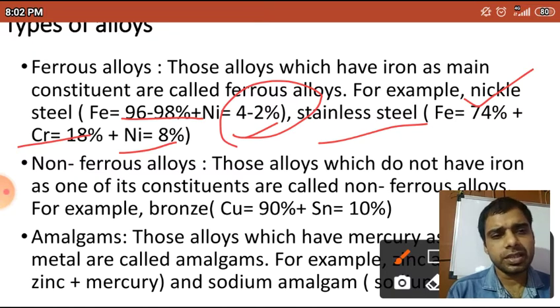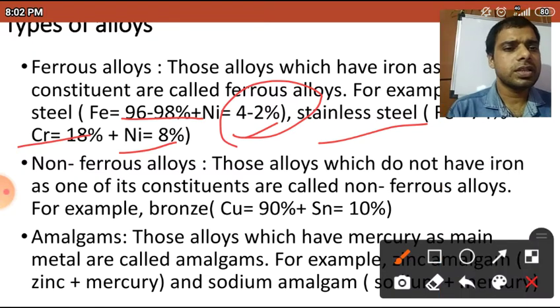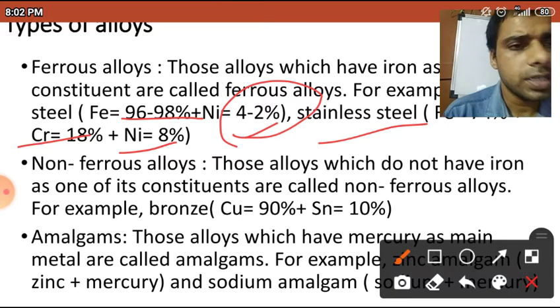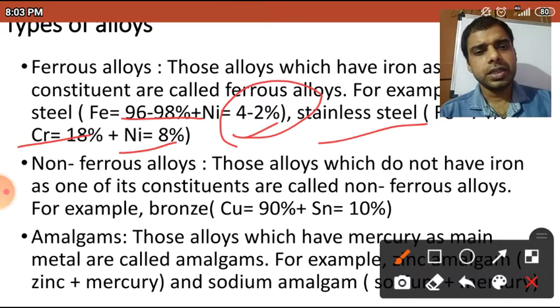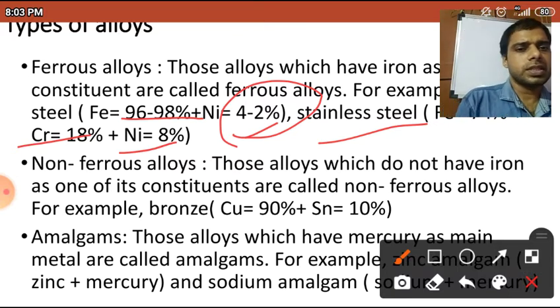Fe means iron. Symbol Fe means iron. Non-ferrous alloy means the alloys which are free from iron, which do not have iron as the main constituent. So you can see bronze is written, copper 90%, Sn 10%, but iron is not there. Here bronze would be the example.